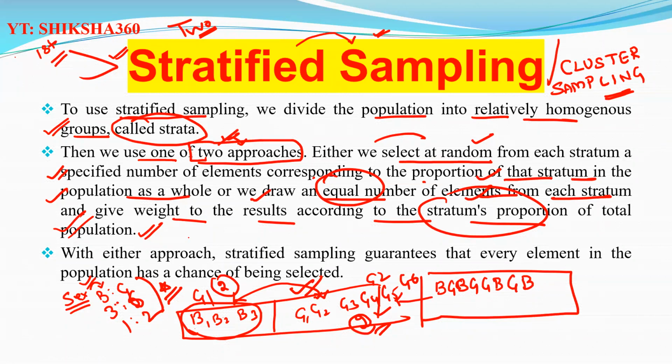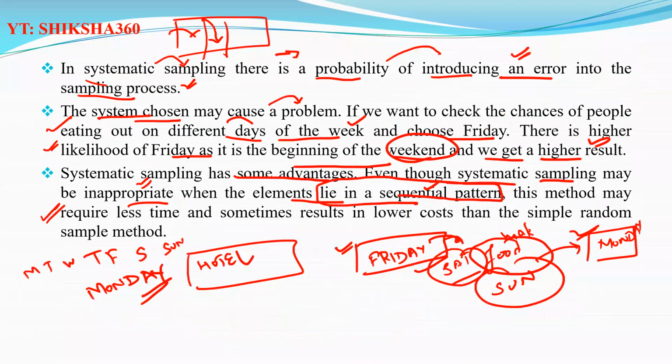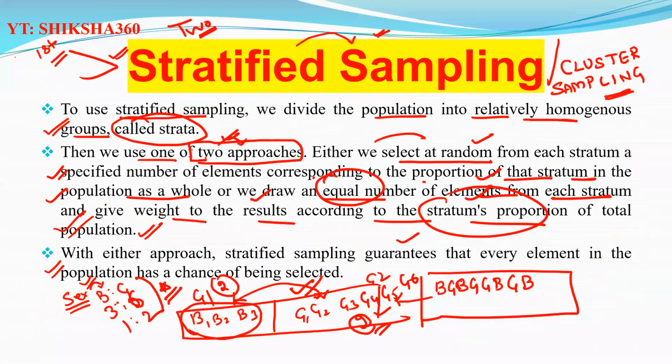So with either approach, stratified sampling guarantees that every element in the population has a chance of being selected, like in the previous one. In systematic sampling there is no guarantee that every element will be selected, but under stratified sampling every element in the population has a chance of being selected.